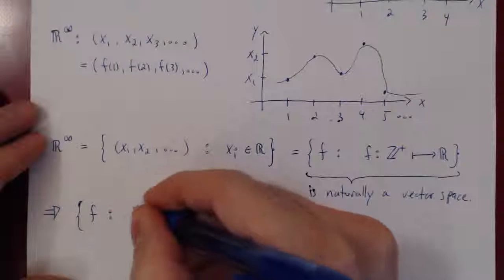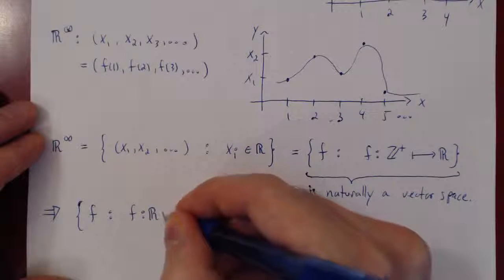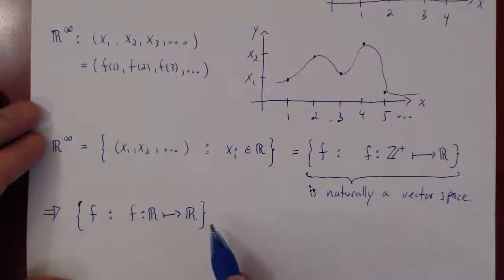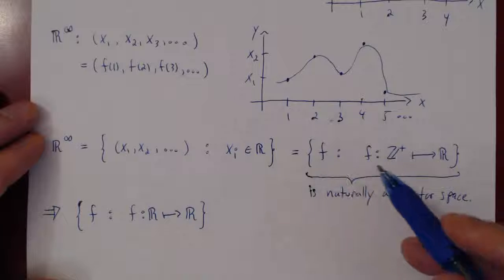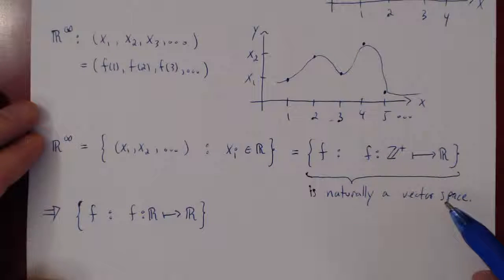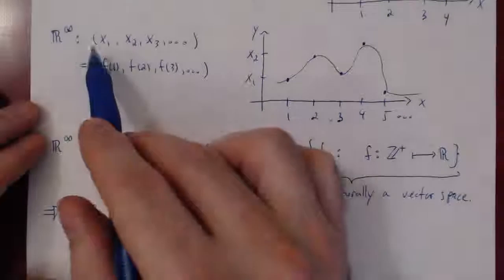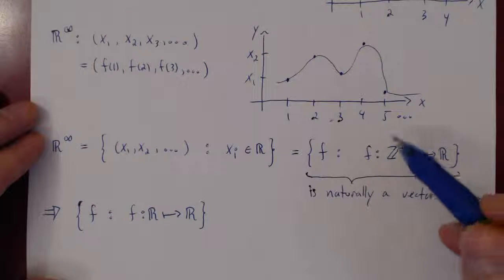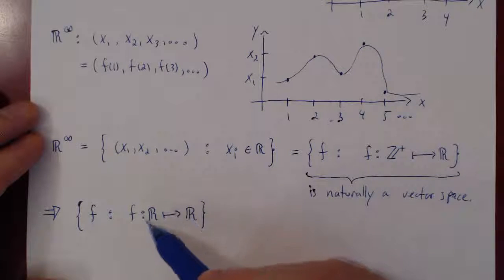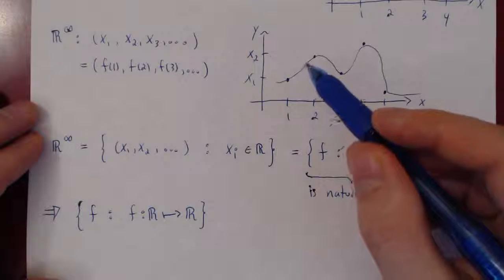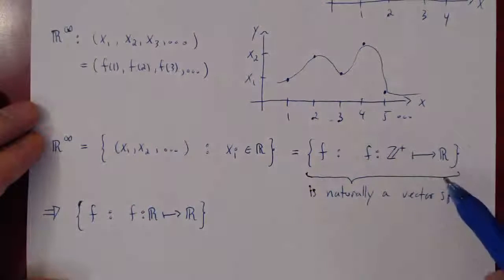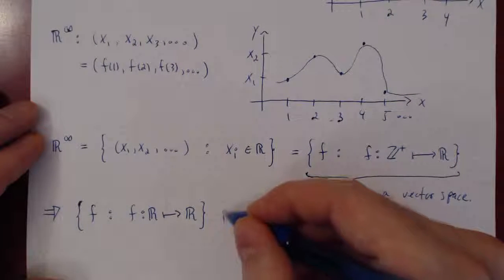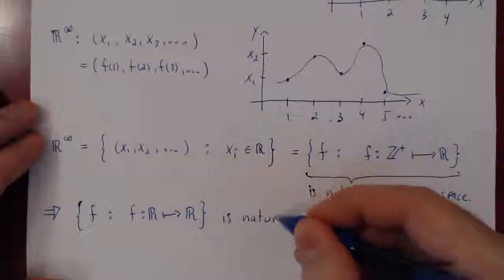So if we take all functions now from the real numbers to the real numbers, it is not much of a stretch to think of this as a vector space, because the set of all functions defined on the positive integers is a vector space. It is the vector space of vectors with an infinite number of components. So naturally, if we just extend the domain from the positive integers to all real numbers, what we have is the continuous extension of this vector space. And so naturally, the space of all functions from the reals to the reals is naturally a vector space.